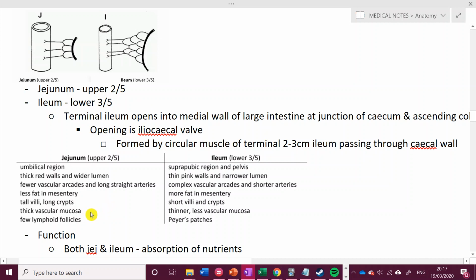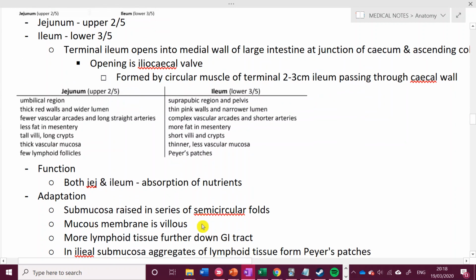And the mucosa is different. The mucosa is one of the innermost lining layers of the gut tube, so you've got mucosa and then submucosa outside of that. The jejunum mucosa is very thick and well supplied with blood, whereas the ileum mucosa, unsurprisingly, is thinner and less vascular. And there are fewer lymphoid follicles in the jejunum, but more in the ileum, which are called Peyer's patches, which we'll get into.